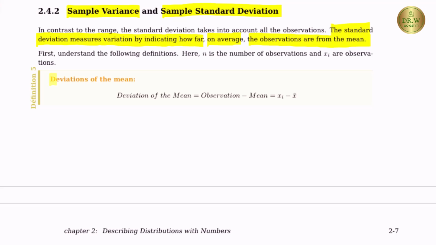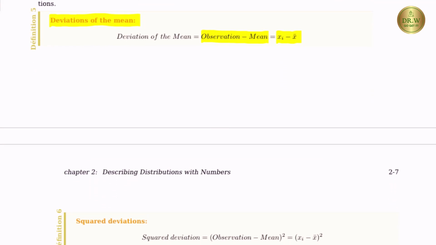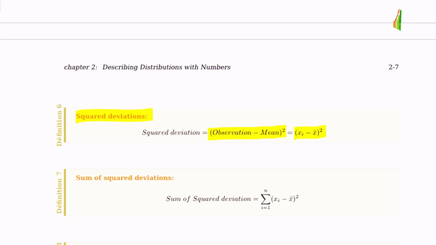First, we need to find the deviations of the mean. How do we find the deviations of the mean? Observation minus mean, that is xi minus x bar. Once you have deviations of the mean, you get the second power of that, the square deviations, xi minus x bar to power 2. Then add them together. This is x1 minus x bar to power 2, plus x2 minus x bar to power 2, plus up to xn minus x bar to power 2. So it is the sum of square deviation.